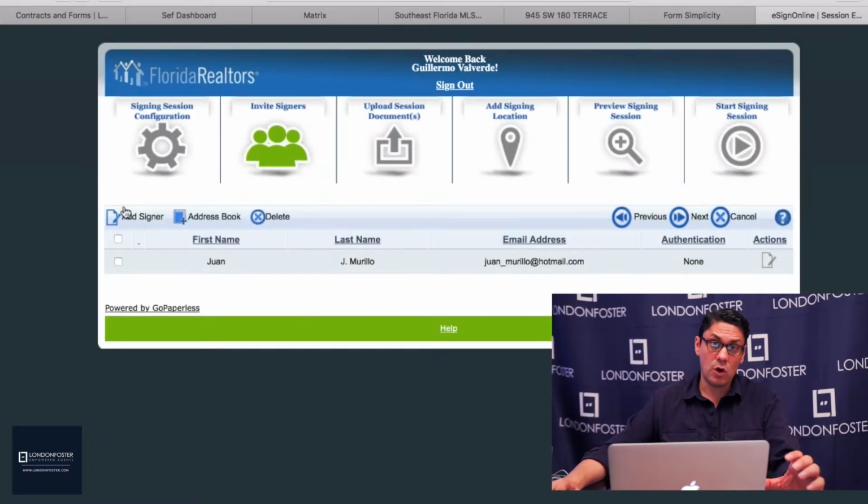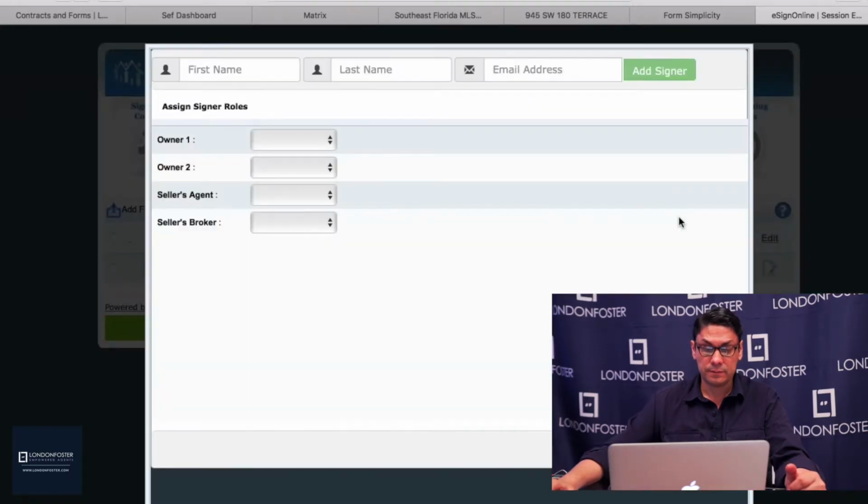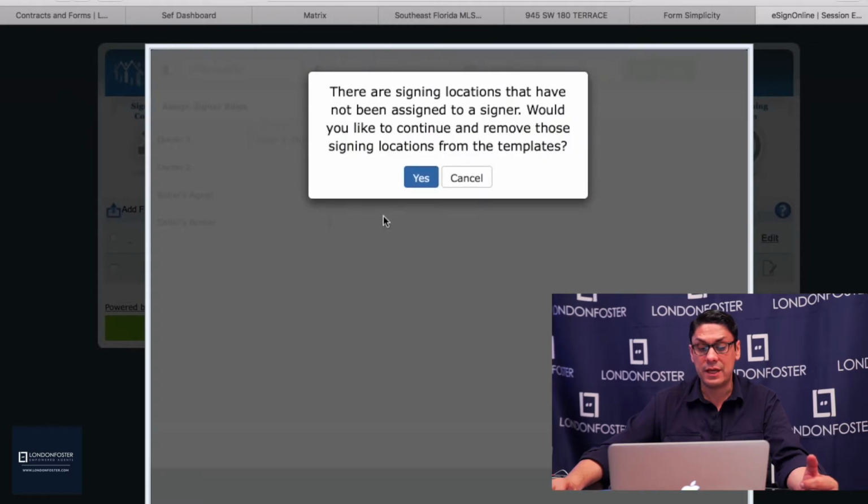And I'm going to put this owner into the transaction. I click on the owner and I hit next. So now it's going to take me to assign whoever I put into the transaction, which was that owner, and I want to make sure that that owner appears as the owner for this transaction. I'm going to say who the seller's agent is and who the seller's broker is, if it's necessary.